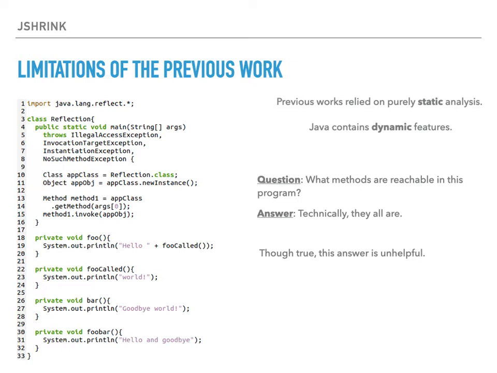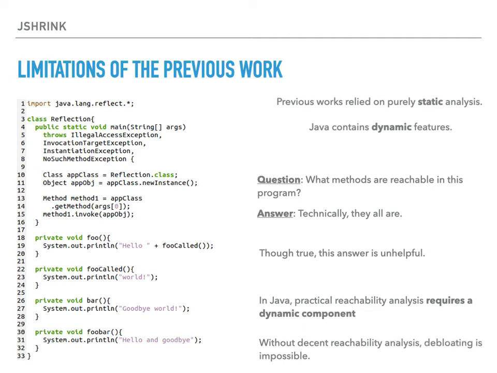Essentially, if we're looking to debloat this program, we need to understand how it is used and what is ultimately called from line 15. So to do practical reach analysis, we require a dynamic component. We require running of the program to see how ultimately these dynamic features call other methods in the program. Without decent reachability analysis, debloating is often simply impossible, especially for Java applications of a non-trivial nature. They will inevitably contain dynamic features.